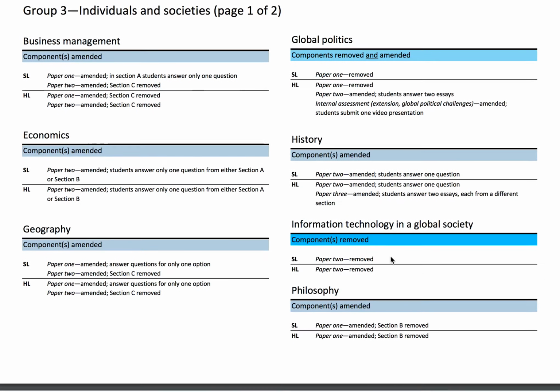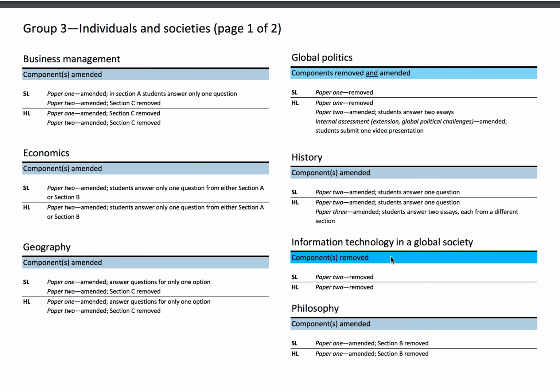Now here, in Group 3, I will focus on business management, econ, geo, and history. Those are the more common ones. You will see that for the less common global politics, they have removal and also amendment. If we look at business, paper 1 was amended, only one question. And in paper 2, they actually removed the whole section C. So a lot less writing.